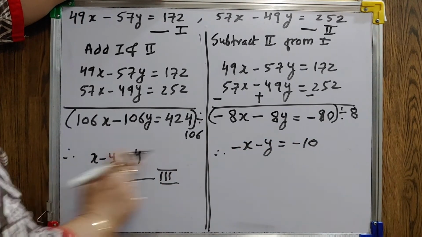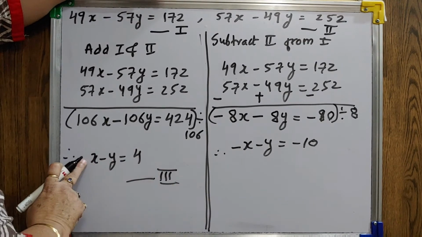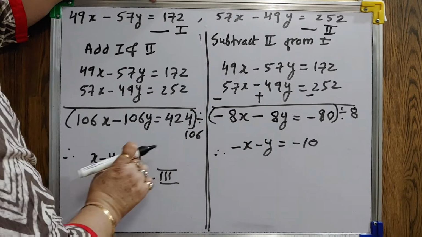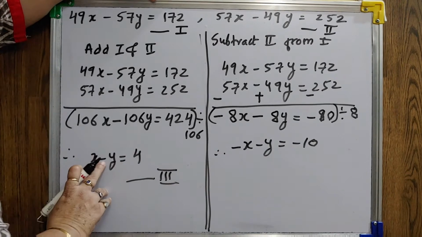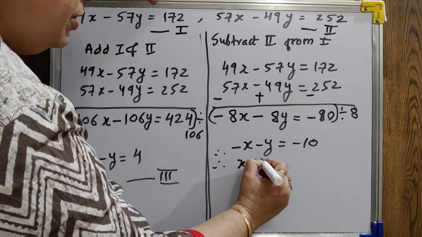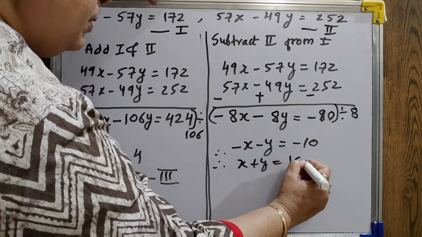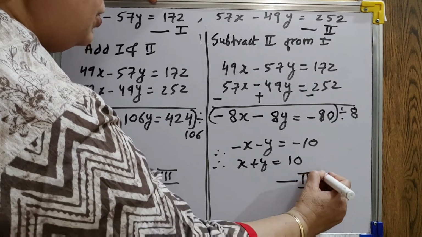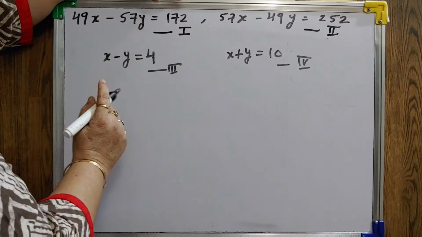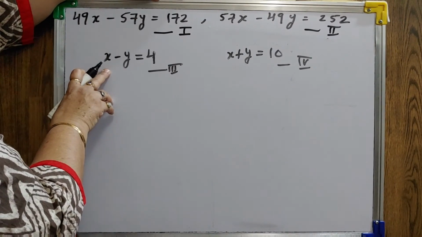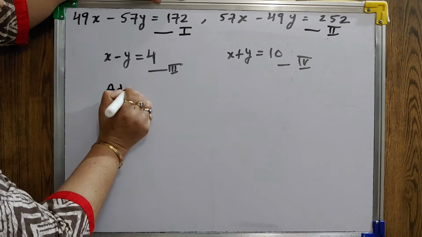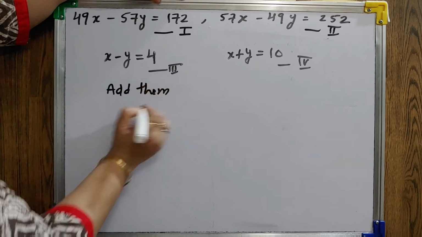Now for your value of x, just concentrate. Here the coefficient is 1, here the coefficient is minus 1. But I always advise you to concentrate on the second one. Y is negative, here y is positive. So first change the sign of the whole equation, all the variables and the constant. So this is your fourth equation. Now, our third equation is x minus y equal to 4 and the fourth equation is x plus y equal to 10. Now, simply add them.